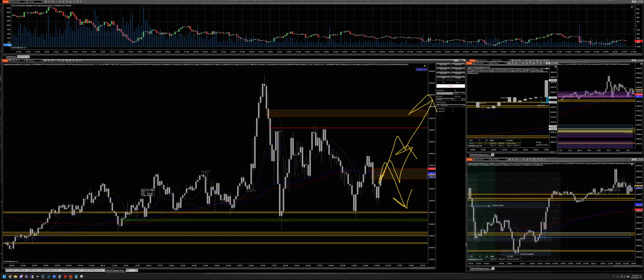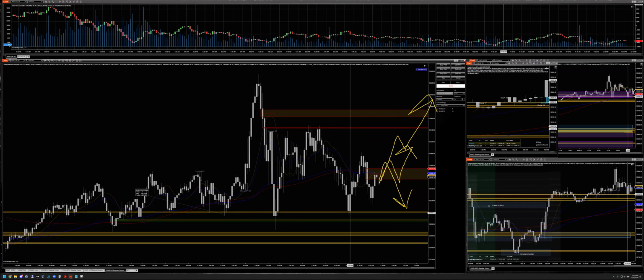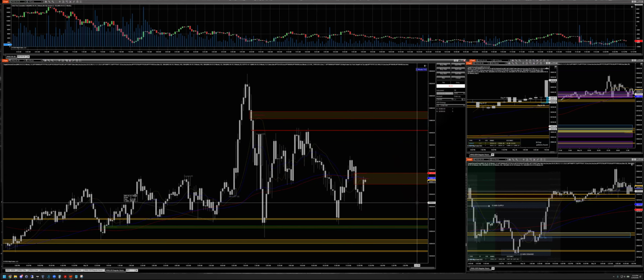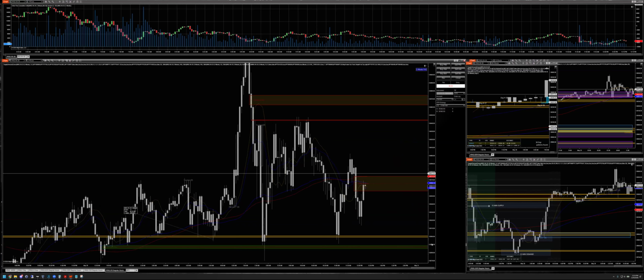Let me remove these drawings so I can move it over like that. So you can see the candles develop. I'm gonna make it bigger so you guys can see it.